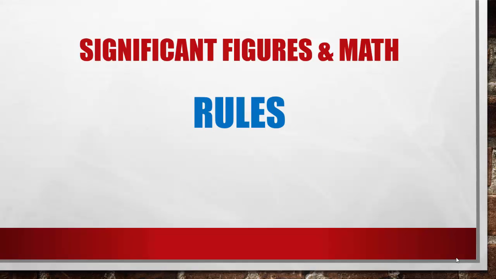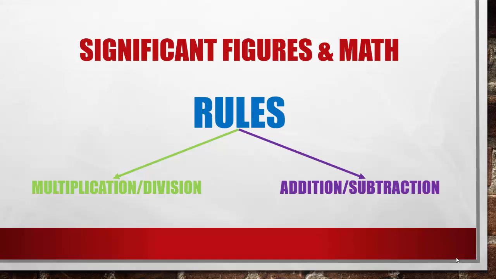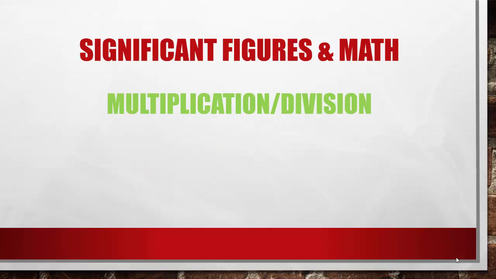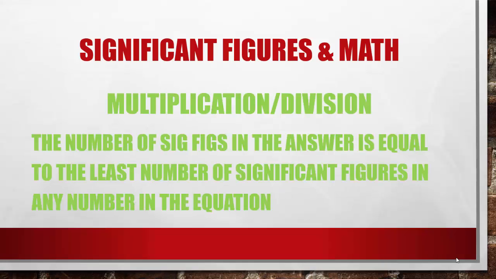There are rules for two types of operations. The first are the rules for multiplication and division. Those rules are the same for both. And the rules for addition and subtraction, and that set of rules is good for both of those. So for multiplication and division, you want the number of significant figures in the answer to be equal to the least number of significant figures in any number in the equation.